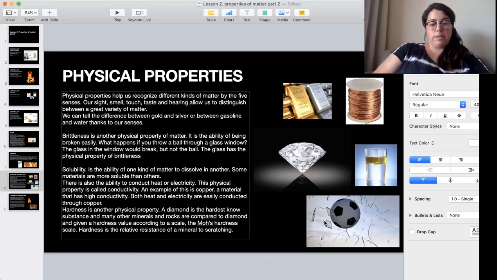A diamond, like this picture, is the hardest known substance, and many other minerals and rocks are compared to a diamond and given a hardness value according to a scale, the Mohs hardness scale. Hardness is the relative resistance of a mineral to scratching. So they usually use a diamond to scratch other rocks and see how hard they are.